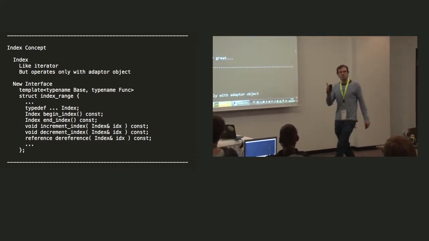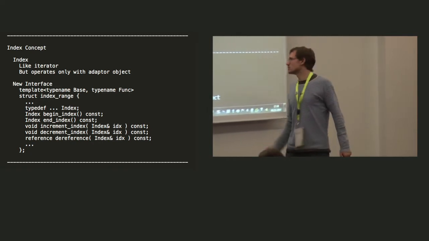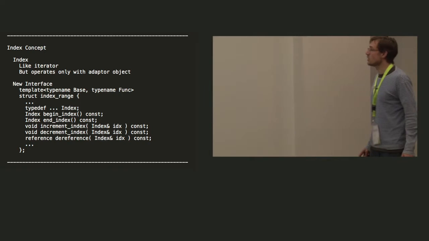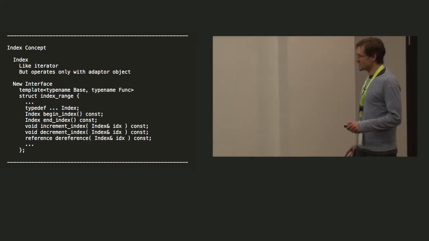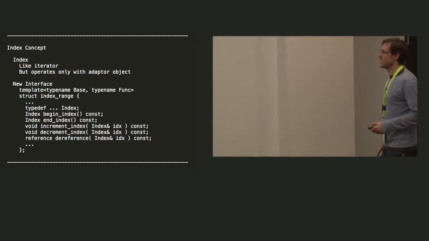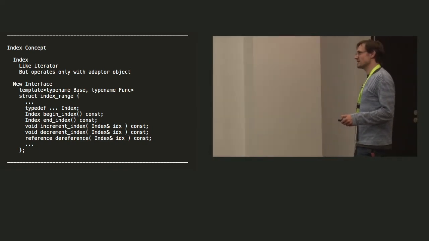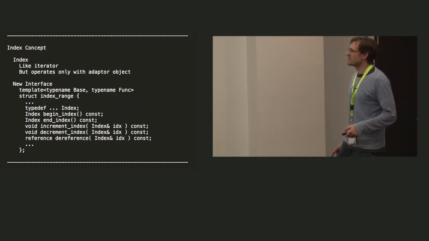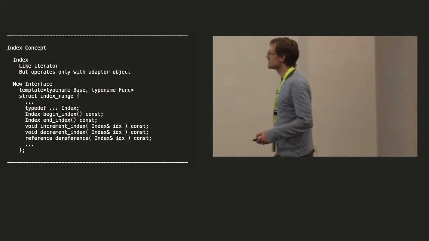But for all its operations, it needs its range. It needs its adapter object, or its range in general. So an index range, which is a range that fulfills the index interface, has some typedef that says, OK, this is my index. It has some, oh, give me the begin index, give me the end index. Please increment my index. I give you this index to increment. Please increment it for me. You can decrement it for me, and you can dereference the index. So whenever you want to do something with the index, you have to go to your index range, and it will do it for you.